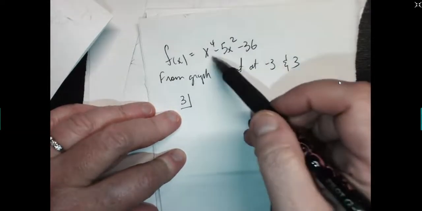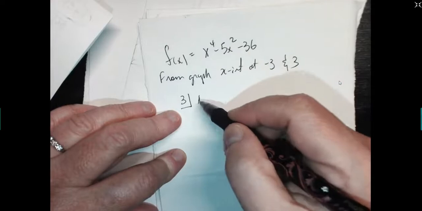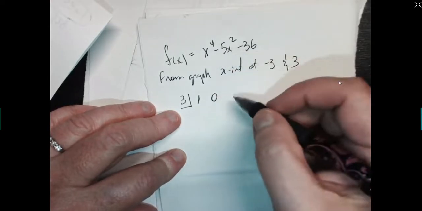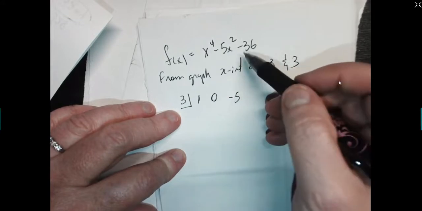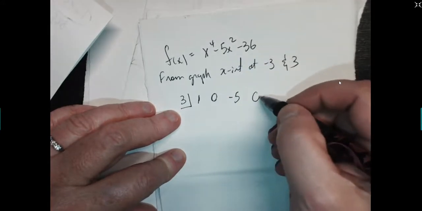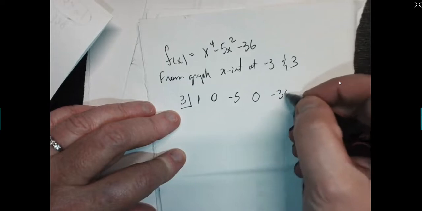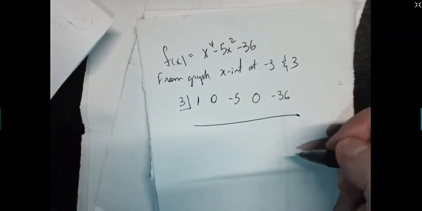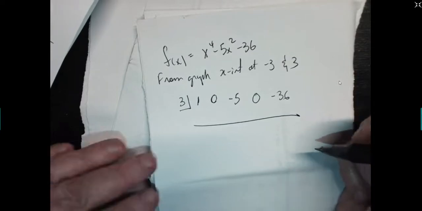I know that 3 is going to be a 0 of this. So I'm going to have 1, but then there's no x cubed term, so I got to put a 0 in there. Then I have -5 x squared. Then there's no x term, and then -36. All right. Now I should be getting 0 when I get that.